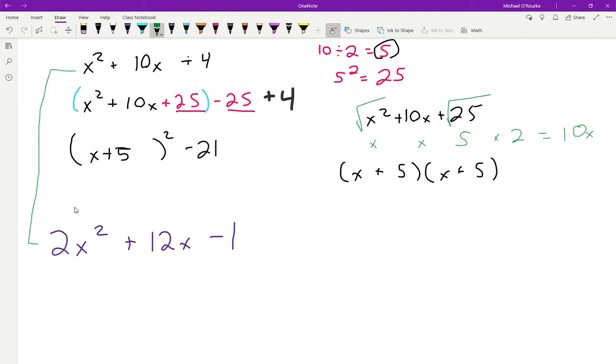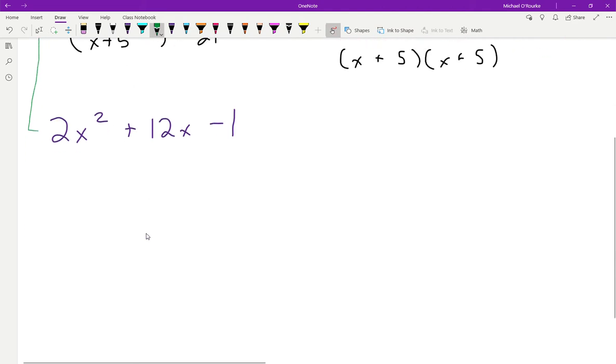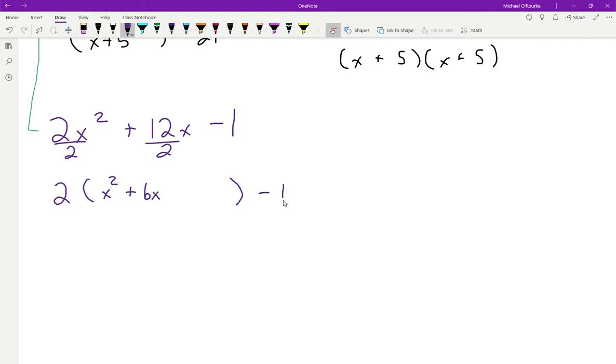Alright, so what we need to do is we need to factor out this 2. But we're only going to factor it out of the very first part here. Okay? So I'm going to take the 2 out. So I can divide this by 2 and this by 2. I'm not going to touch this. We don't really worry about that. Okay? So this here is going to be x squared. This is going to be plus 6x. And we're just going to leave this guy out here.